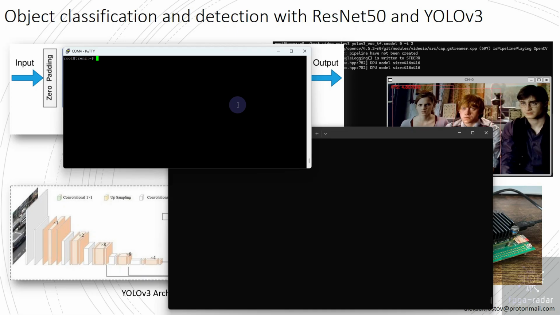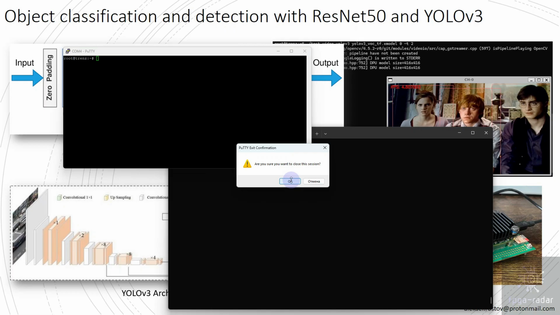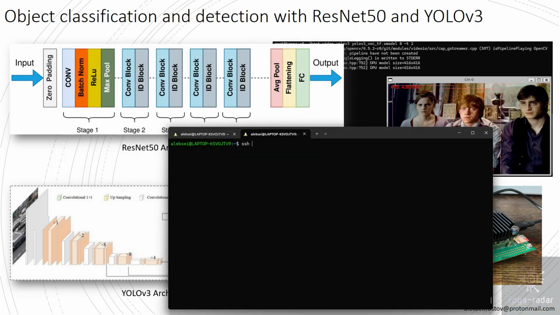Since Linux is ready, I will switch to SSH. For SSH, I will need X11 forwarding, so with -X and then root at 10.8.8.23. Okay, let's go. Password root. Okay, here we are. We are logged in successfully.